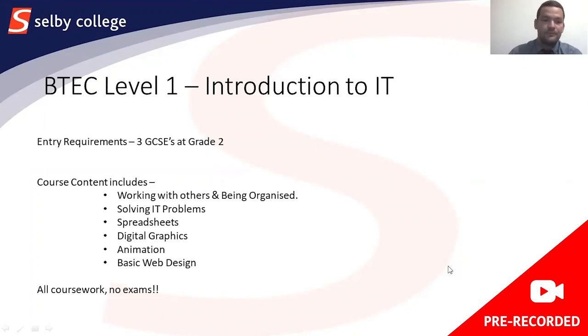So the level 1 is all coursework based. There are some exams at the slightly higher levels now, but on the level 1, you come join us, all you're doing is coursework, no stressful exams in that one for you.